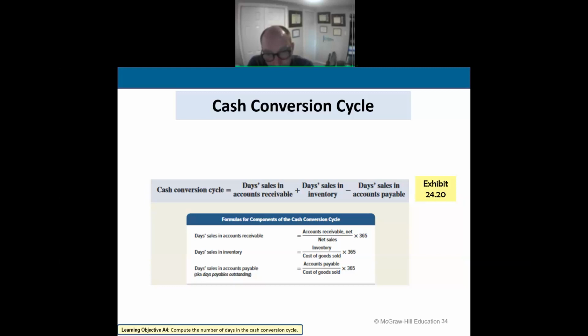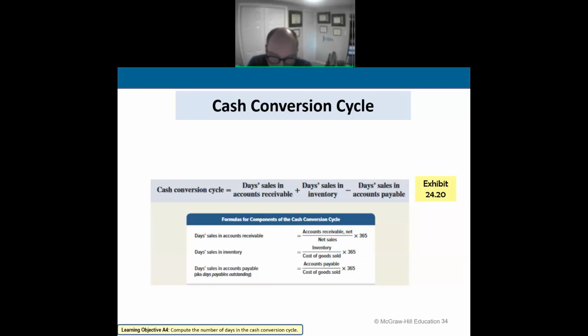The most important one is called the cash conversion cycle. The cash conversion cycle is computed by taking the day sales in accounts receivable plus the day sales in inventory minus the day sales in accounts payable. I can hear you already: what is day sales in anything? Well, it's really three different formulas in one.